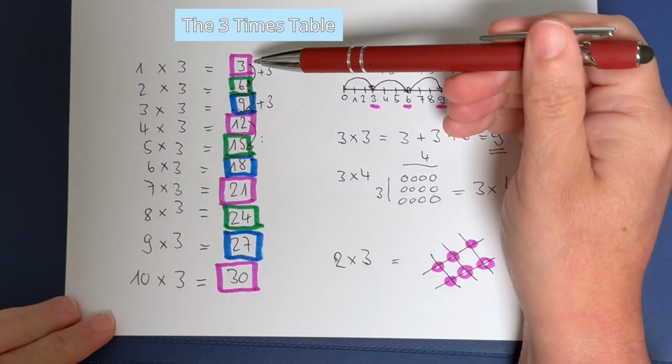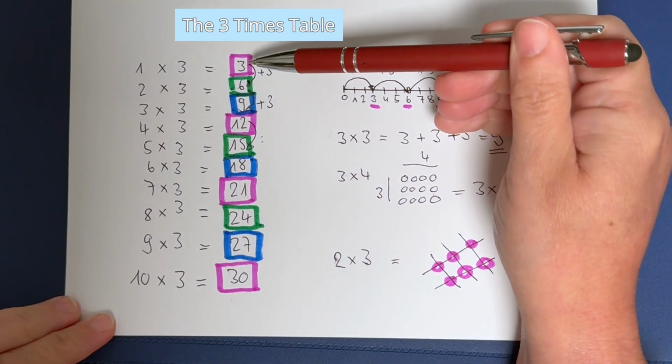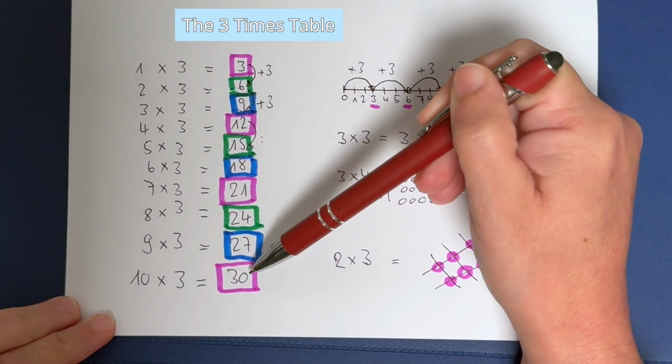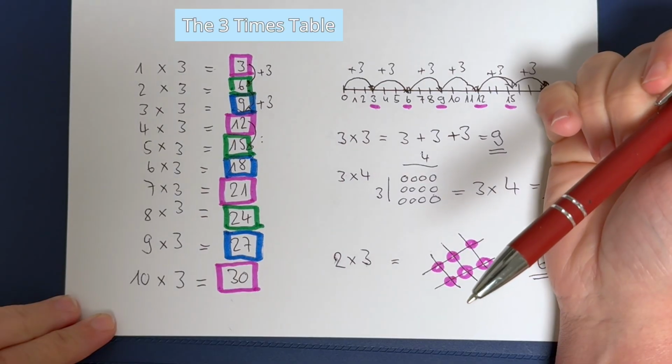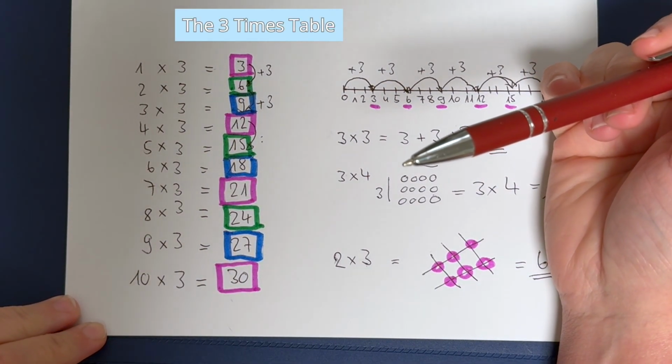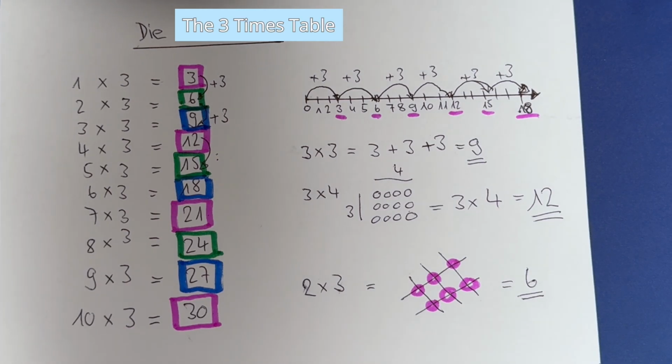Look at the ones. 3, then 2, then 1, then 0. They go down by 1 each time. At the same time, the tens go up by 1. This is a fun math trick. Math really can be fun.